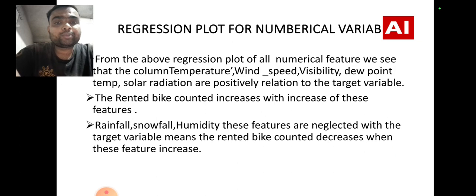From the regression plot of numerical variables, we can find that the columns temperature, wind speed, visibility, dew point temperature and solar radiation are positively related to the target variable. The rented bike count increases with the increase of these features. Rainfall, snowfall and humidity are negatively related to the target variable, meaning the rented bike count decreases when these features increase.